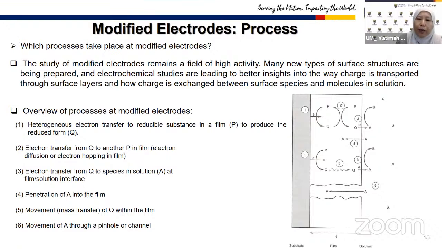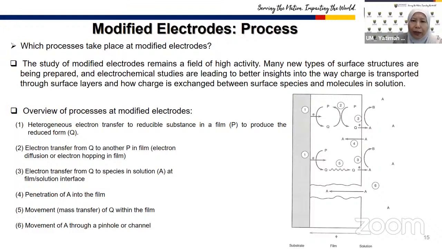Okay, so we know that on the surface of the electrode, or on the surface of the substrate, we want the surface of the electrode to be conducting, because it can allow the transfer of electrons. So what happened here when we study the process? We want to make sure that the modified electrode remains a field of high activity. Because you started with a conductor, which is the electrode itself, and then you coat it with another electroactive layer, we want to maintain a very high activity. We want to allow more electron transfer to happen on top of the electrode. That's why we need to do a modified electrode. At least it can perform maybe double or triple the actual substrate performance.